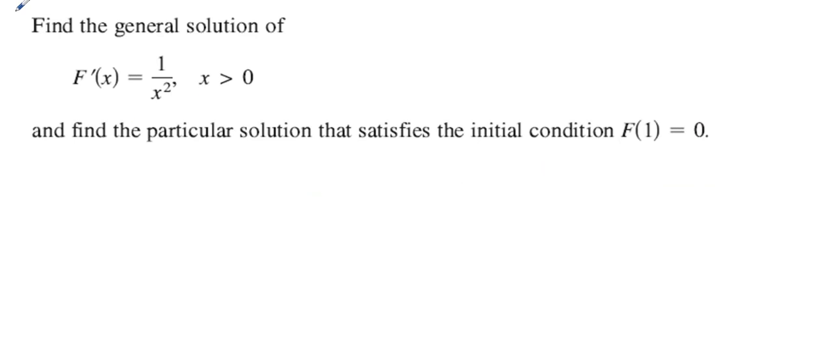All right, here we go. Now we get into a particular solution also. Find the general solution of F prime of x equals 1 over x squared for x greater than 0, and find the particular solution that satisfies the initial condition capital F of 1 equals 0.